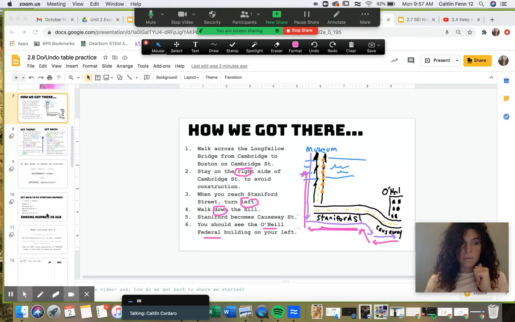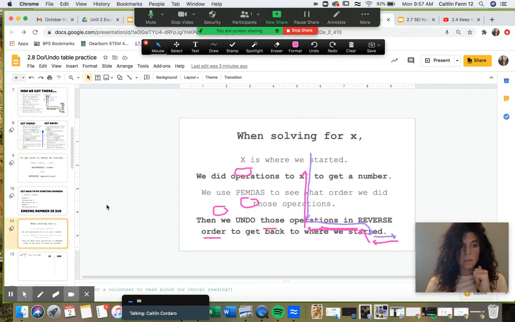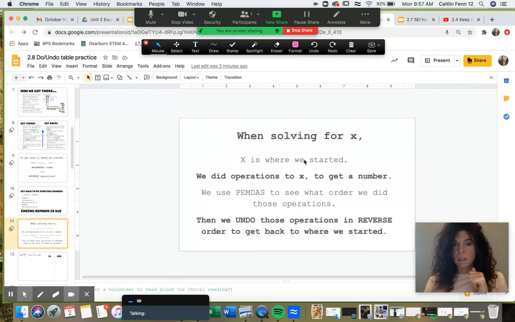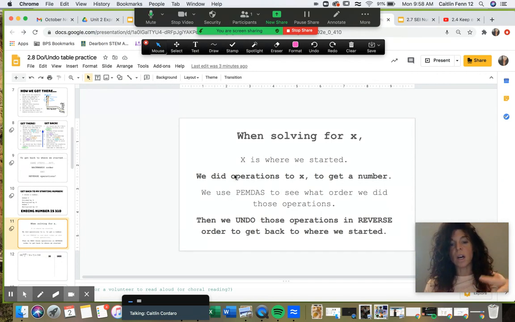Now you have to remember that when we're solving an equation for x, we're doing the same thing. That x is where we started. We want to know what operations we did to x to get that ending number. We can look at PEMDAS to see what order we did those operations. Then we're going to undo all those operations in reverse order to where we started.